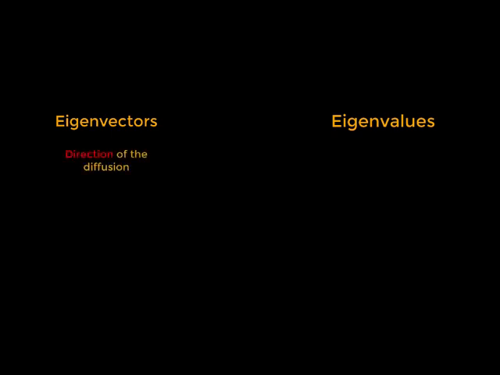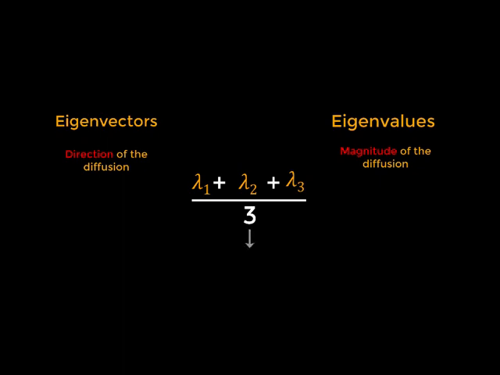So eigenvectors, direction of the diffusion, and eigenvalues representing the magnitude of the diffusion, and then how you can use these symbols we learned about to calculate a certain diffusion measure, such as mean diffusivity.